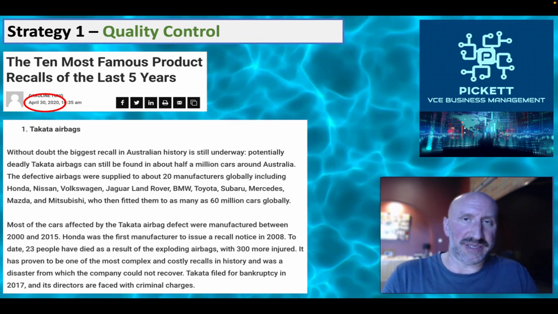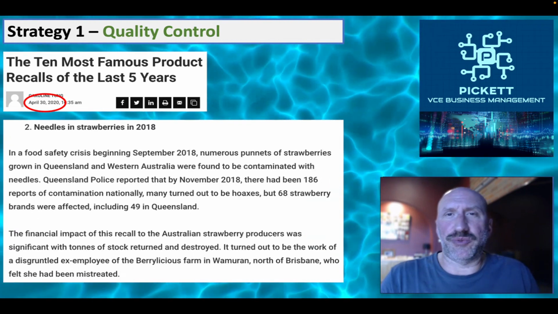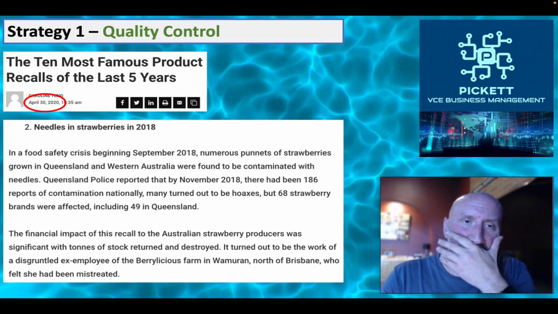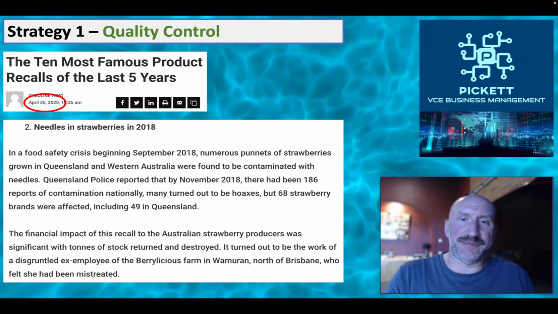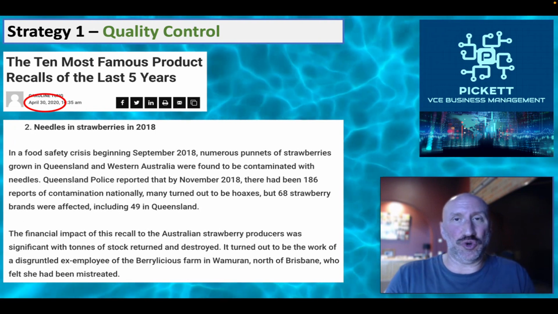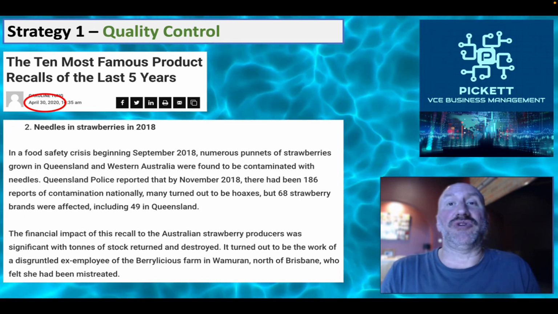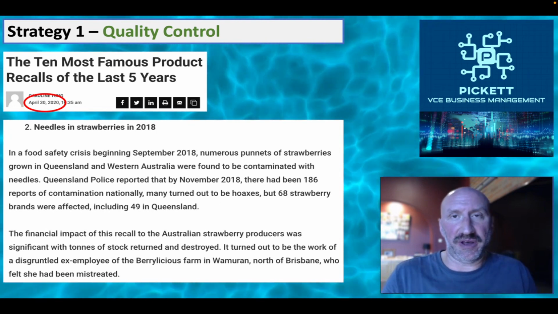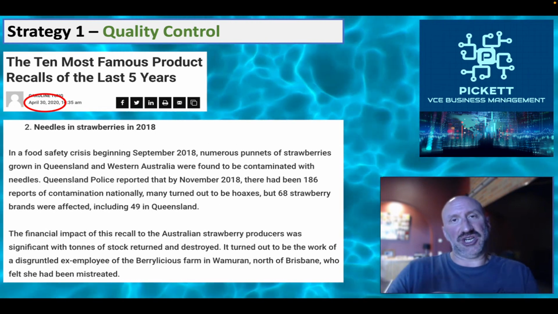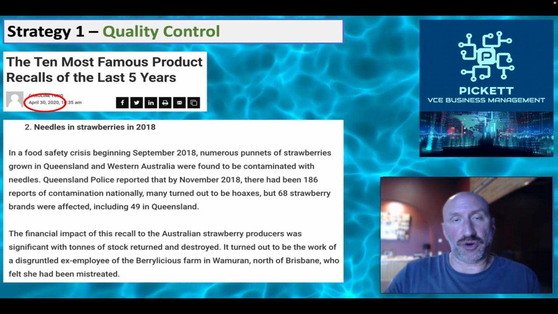So I had to go back to the dealer to have that issue fixed. Needles in strawberries. You might remember this one. Don't know, you might be a bit young, but someone had actually intentionally put some needles in strawberries. It says in there, a disgruntled ex-employee of a farm, and these things had actually ended up on the shelves, and I think a customer bought one, noticed it, and then had to recall all these strawberries.